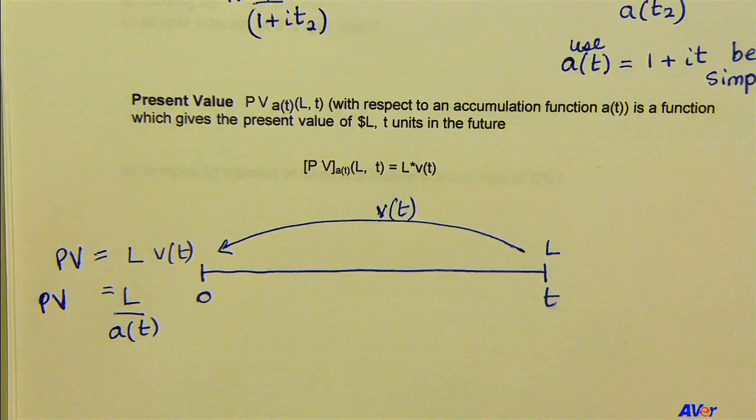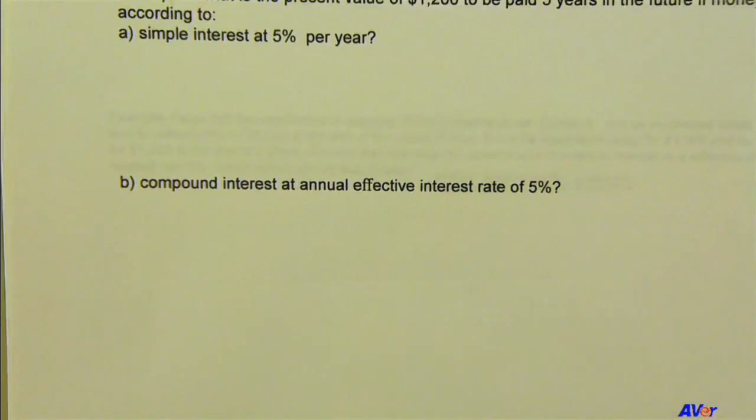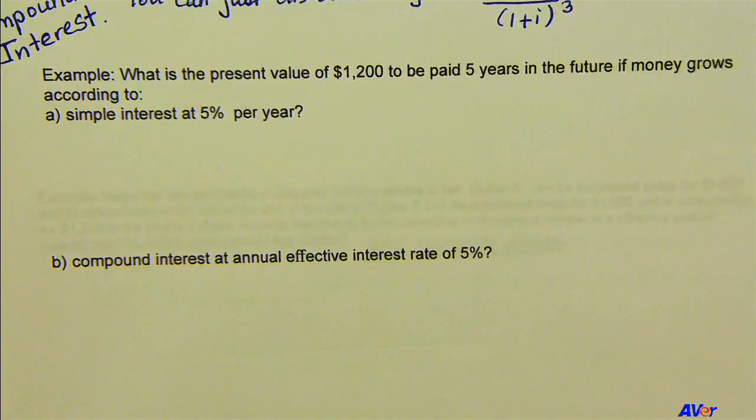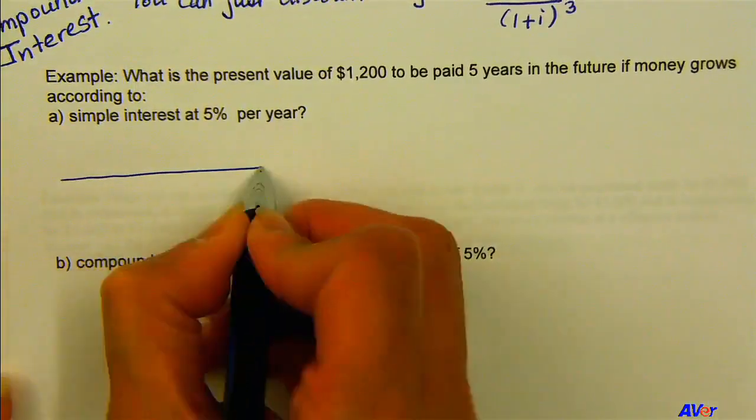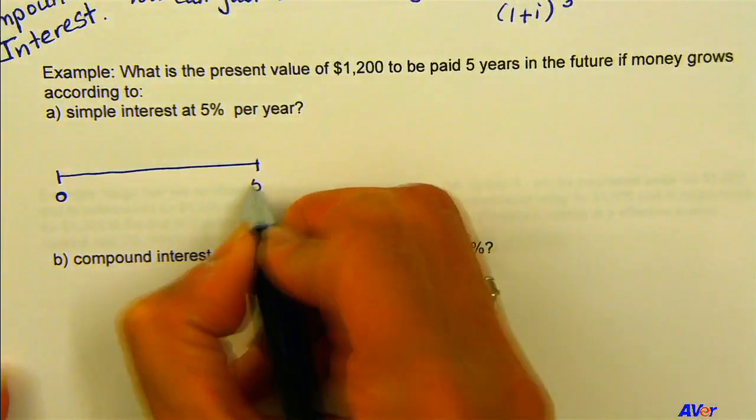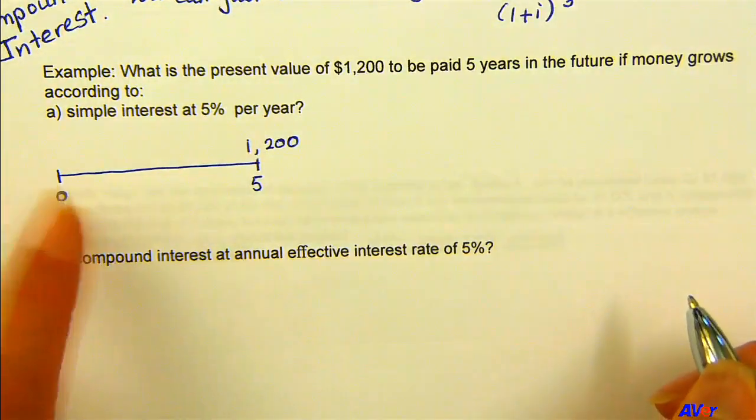Let's do the example on the next page. We did the top of the page last time. We were talking about compound interest. So I want to go to the middle of this next page right here and do this example. What is the present value of $1,200 to be paid 5 years in the future if money grows according to simple interest at 5% per year? Okay, so this one now we've talked about. Please start at 0 and end at 5, and you want 1,200 at time 5, and the question is, what is the value here?